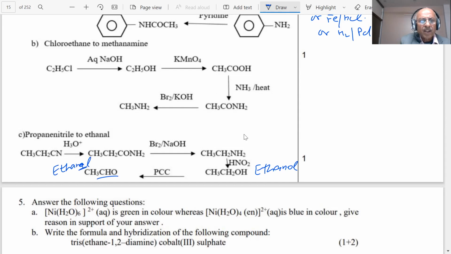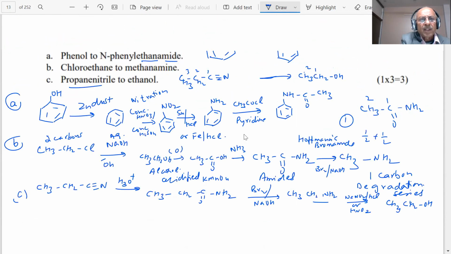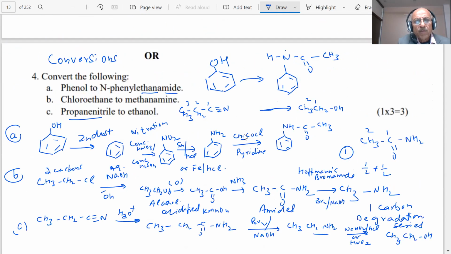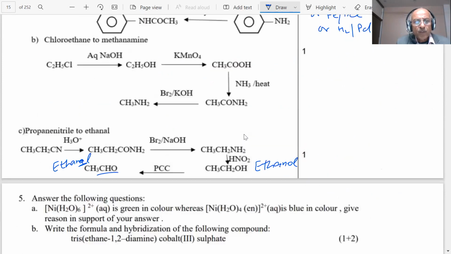This is an aldehyde. In the question, what is given? The question says ethanol, students. So we have to stop at ethanol. If it says ethanol, then how to convert alcohol into aldehyde? This is pyridinium chlorochromate.